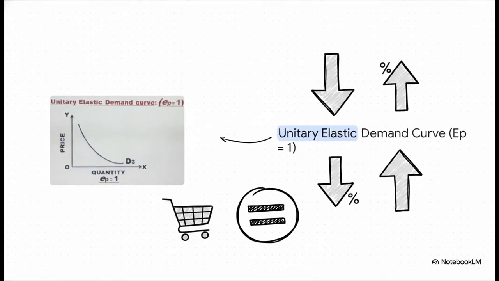And then we have the exact dividing line. Unitary elastic demand. This creates a perfect rectangular hyperbola. That's a fancy way of saying a percentage drop in price triggers the exact same percentage rise in demand. If the price falls by 10%, demand rises by exactly 10%. Since they move in perfectly equal proportions, the elasticity value is exactly 1.